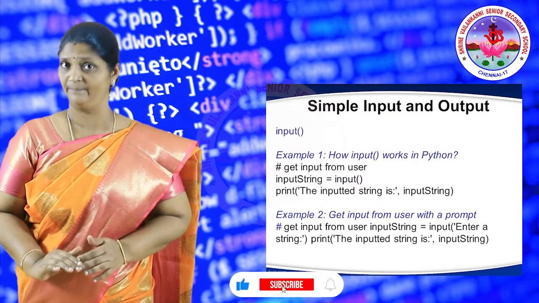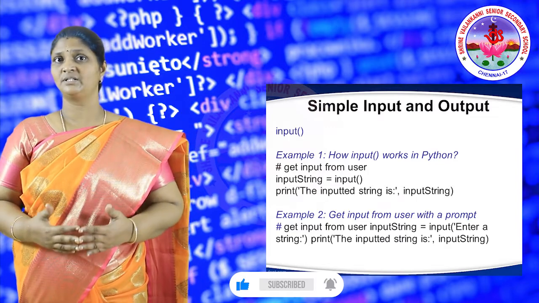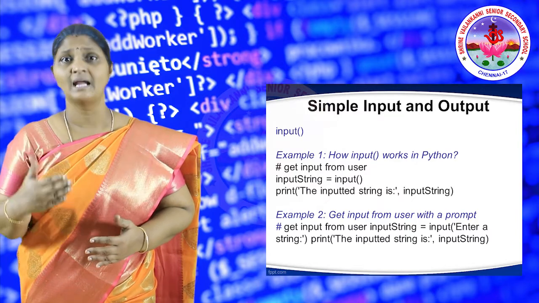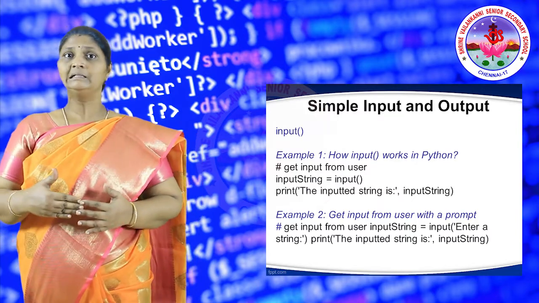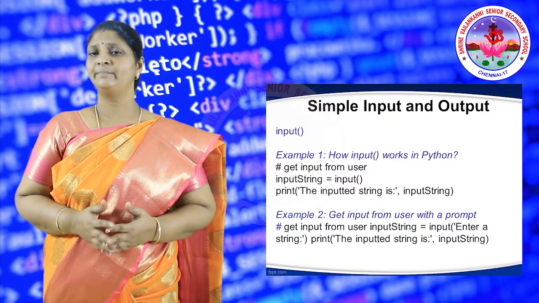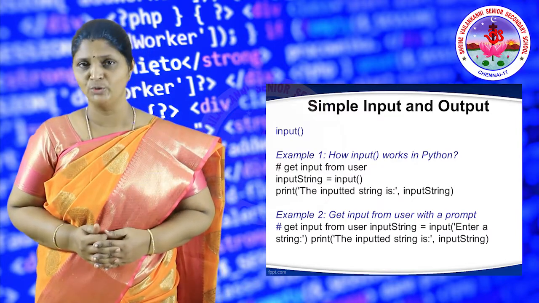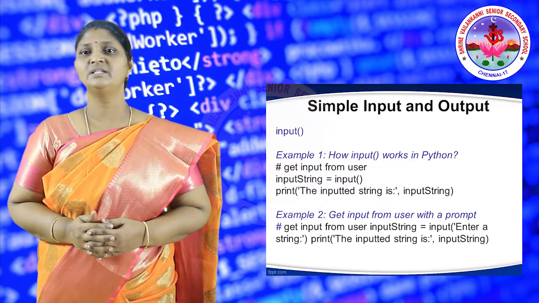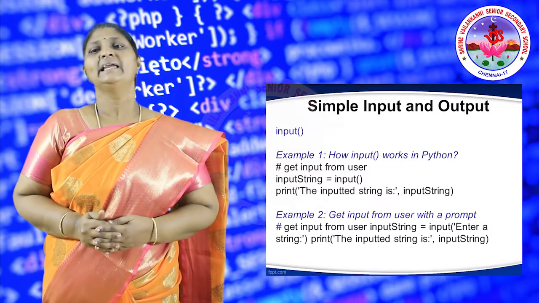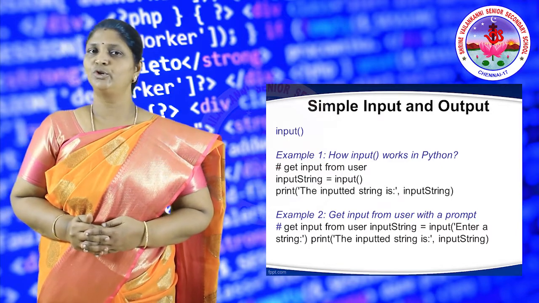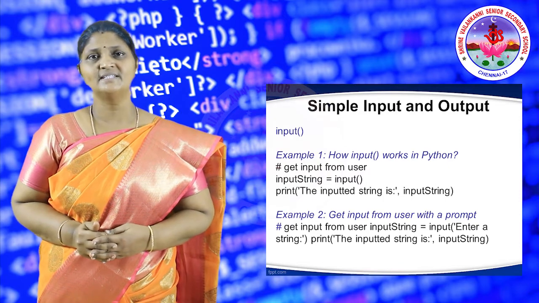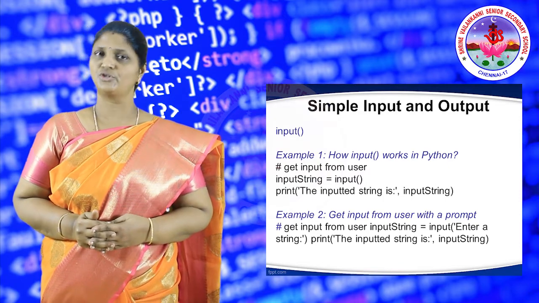He has to type. So this value is accepted, and when we press enter, the same value which is typed is being displayed. Clear? So next is example 2. In example 2, we are going to get input from user with a prompt. That is, within quotes, we are going to specify what we are going to do. So input string is equal to input of, enter a string, then print the inputted string is input string.